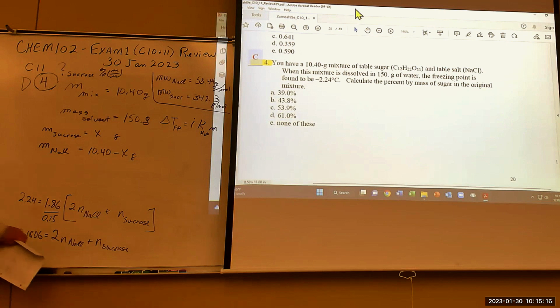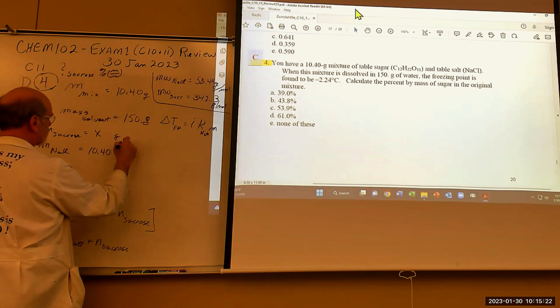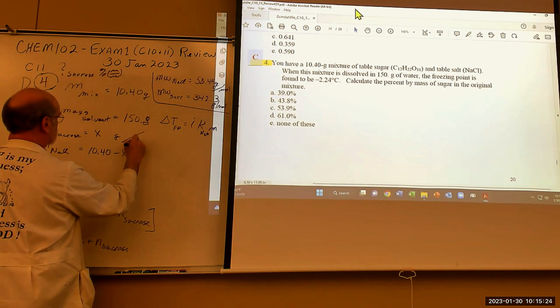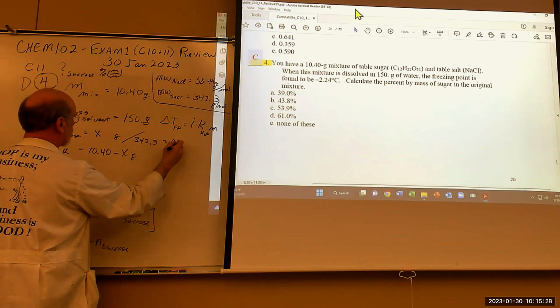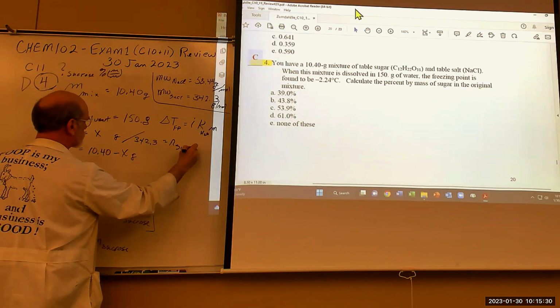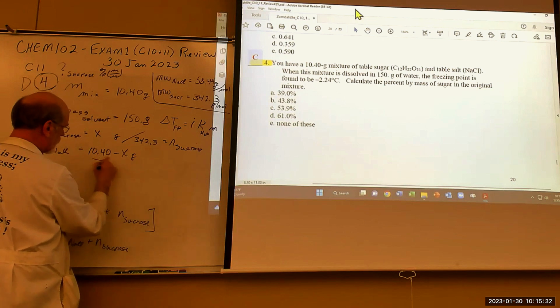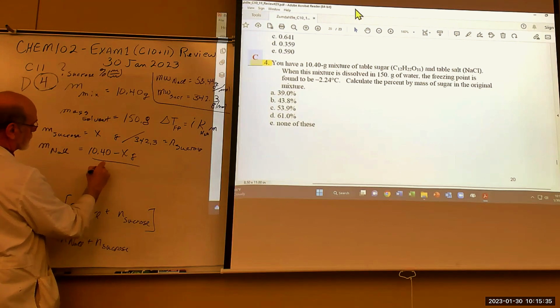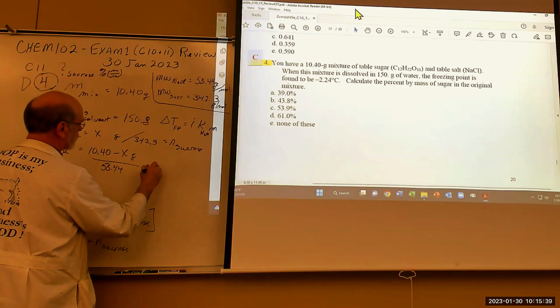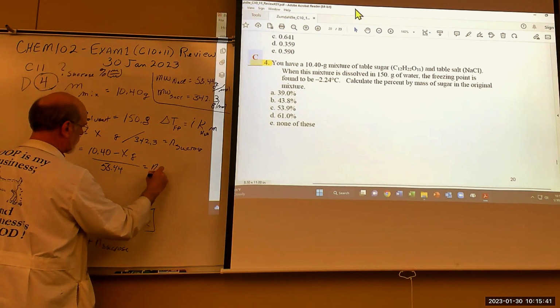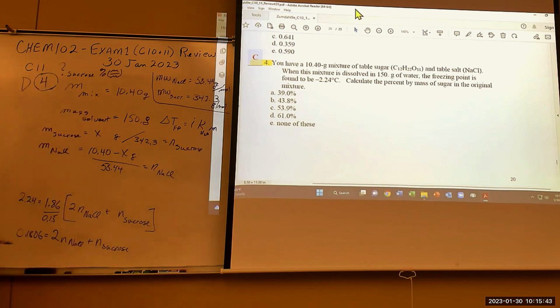And in order to calculate the moles, this one we divide by 342.3 equals moles of sucrose, and divide this one by 58.44 equals moles of sodium chloride. Okay. So now we got something we can work with.